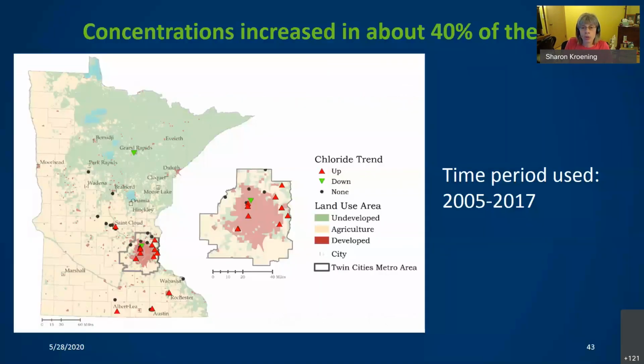And also, as part of our chloride monitoring work, we determine trends in chloride concentrations in the wells where we've got enough data to do this analysis. And over the past few years, we've found that chloride concentrations are increasing in about 40% of the wells that we've been able to analyze.